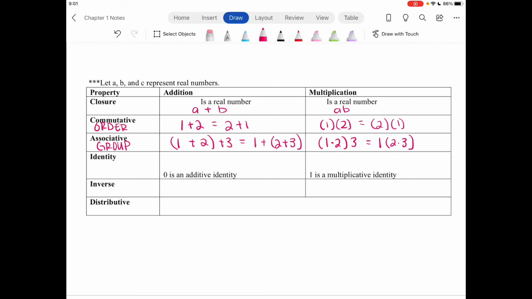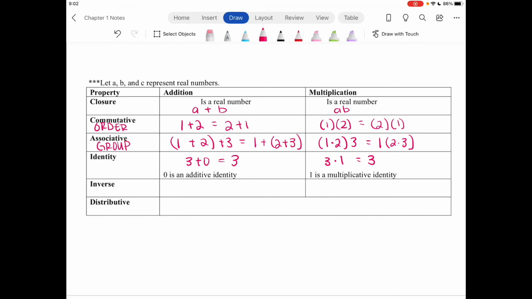With the identity property, we have to do something so that what we start with is the same as what we end with. So the identity never changes. If we had 3 plus 0, well the answer is still 3. Or if we did 3 times 1, our answer's still 3 there as well.